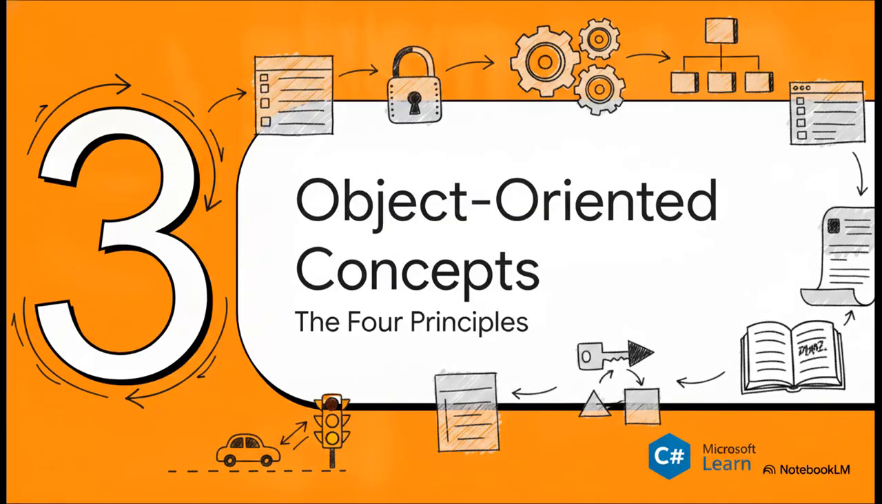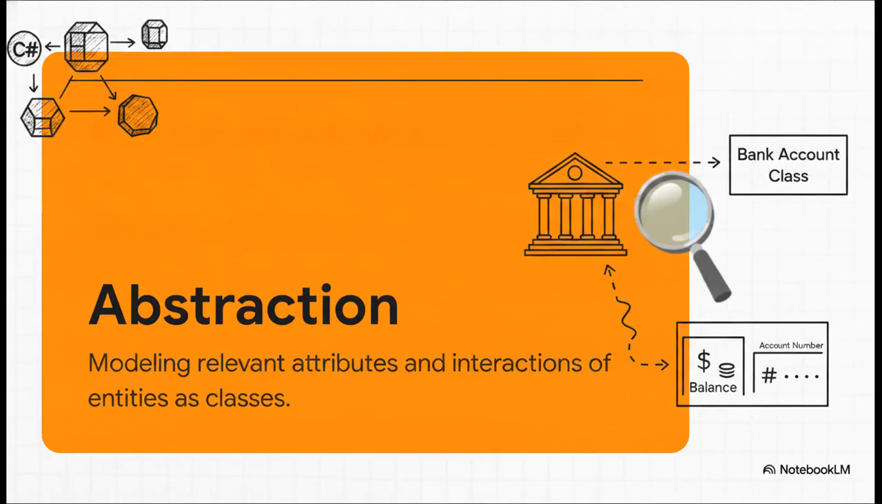All right, tools are ready. Let's jump into Section 3, Core Object-Oriented Concepts. So, C# is an object-oriented language. That basically means we build programs by creating digital objects that interact with one another.